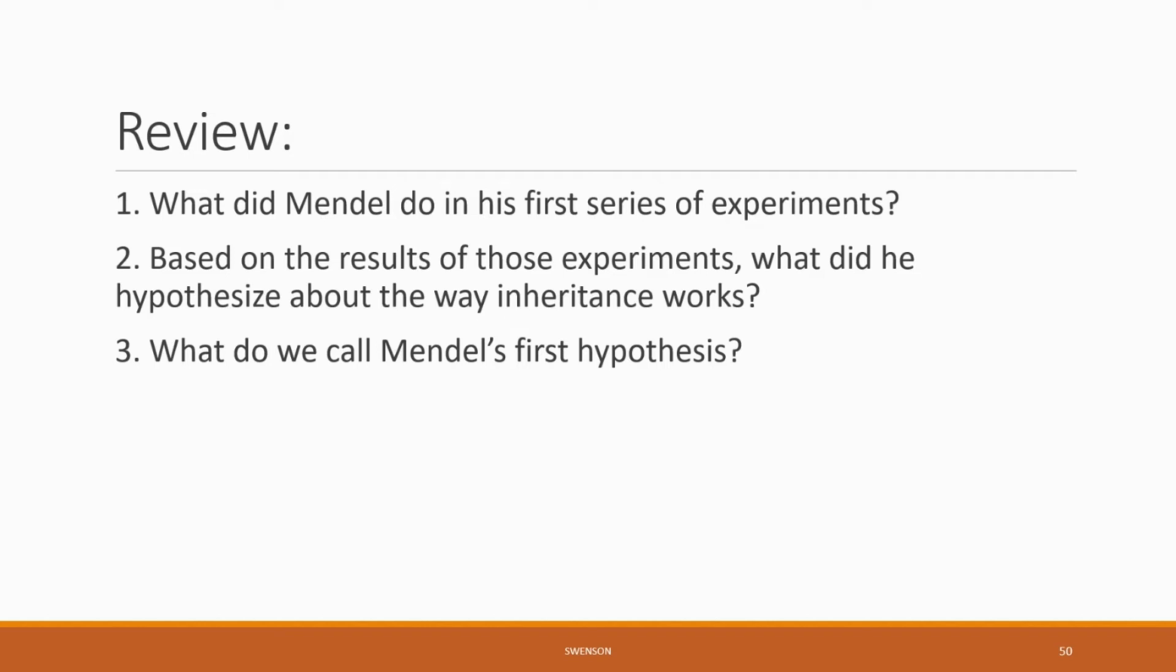Number 2, based on the results of these experiments, what did he hypothesize about the way inheritance works? He hypothesized that inheritance was not a fluid mixture of parental genetics, but that each parent donated discrete alleles. Finally, that some alleles were dominant over other alleles, and their presence will define the phenotype of an organism. And number 3, what do we call Mendel's first hypothesis? And that is the principle of segregation.